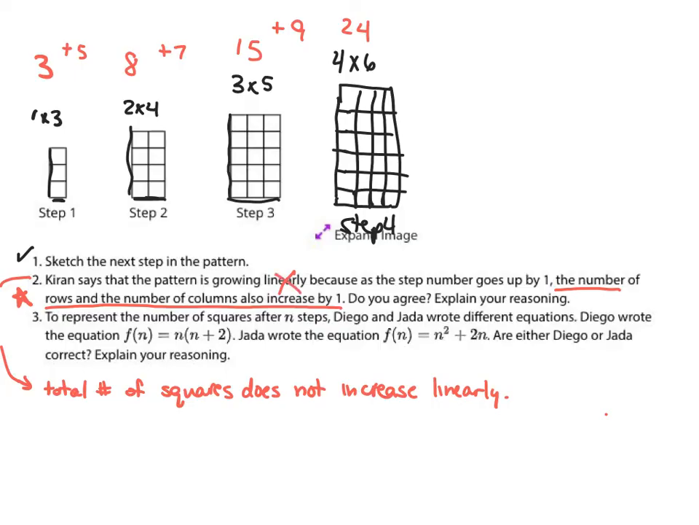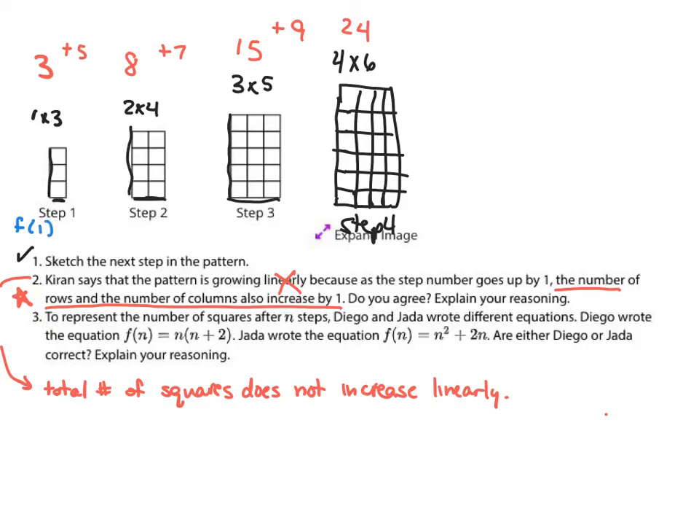So not linearly. To represent the number of squares after n steps, Diego and Jada wrote different equations. Diego wrote the equation n times n plus 2. Jada wrote the equation n squared plus 2n. Are either Diego or Jada's correct? Explain your reasoning. Let's just test them.